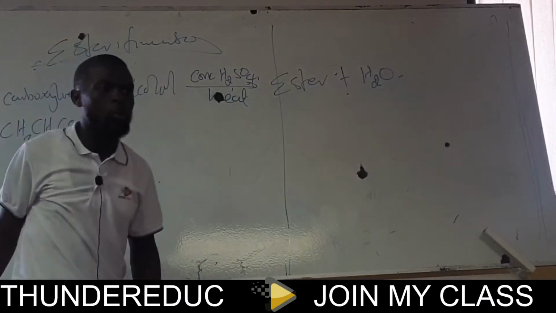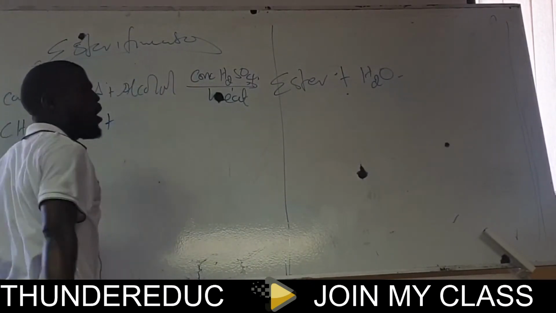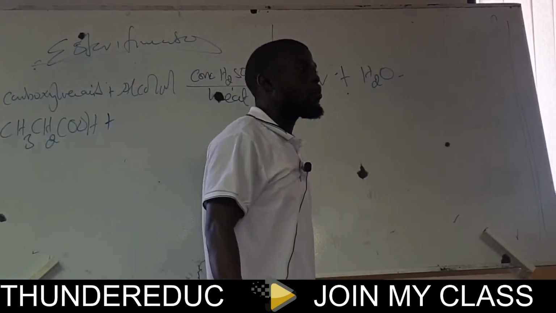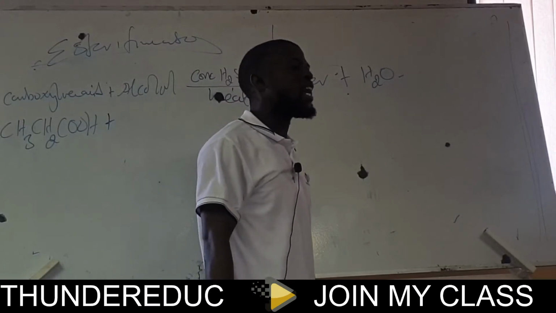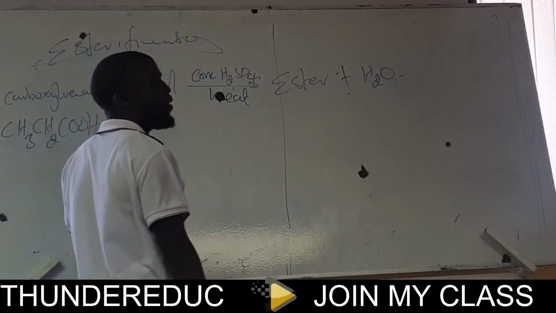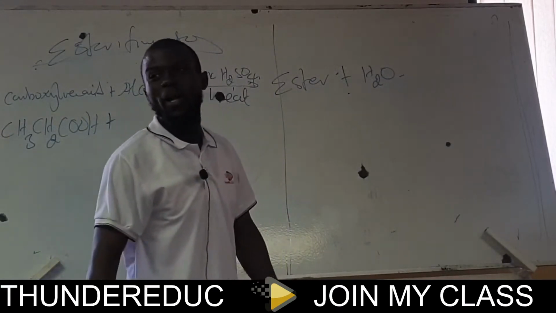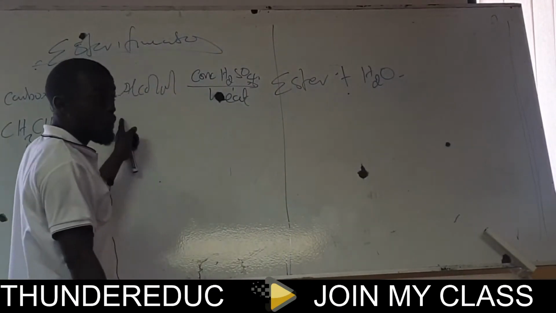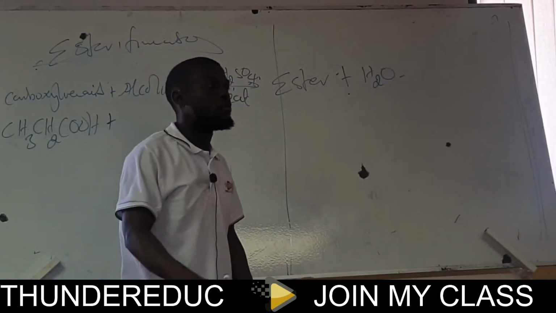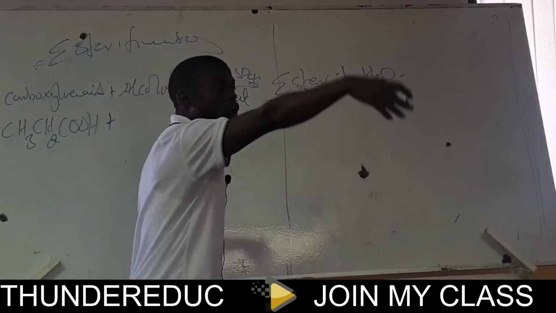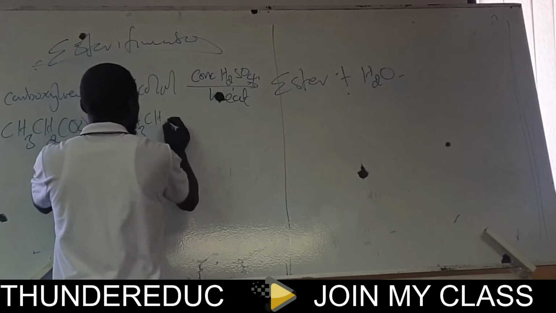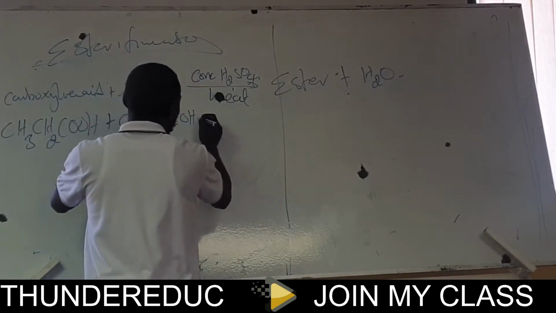Chaka, choose any alcohol you want. I want the name. Propan-2-ol. Yes, we can write it, but choose a primary alcohol. Propan-1-ol. CH3CH2CH2OH.